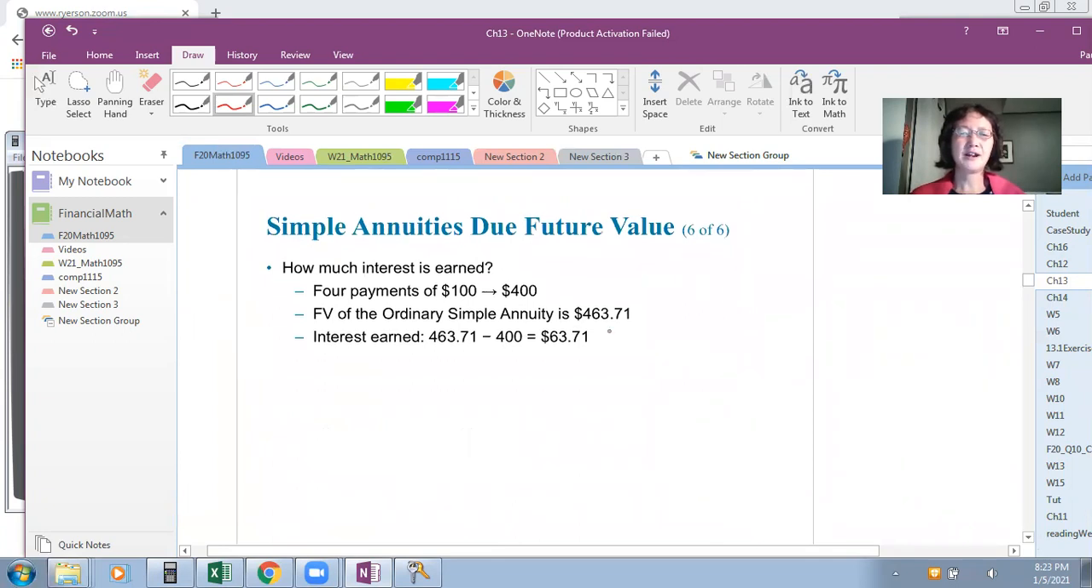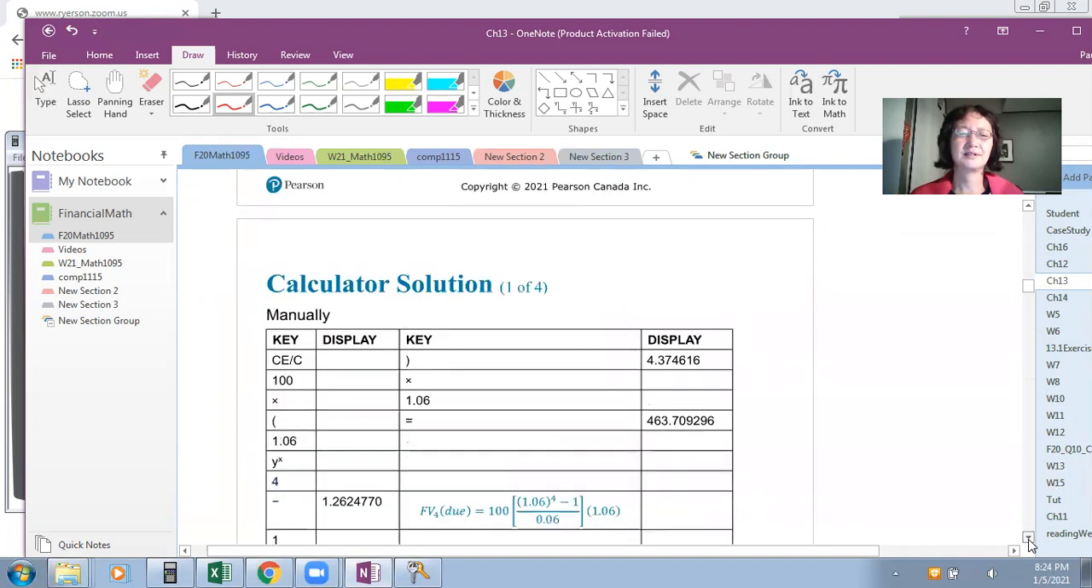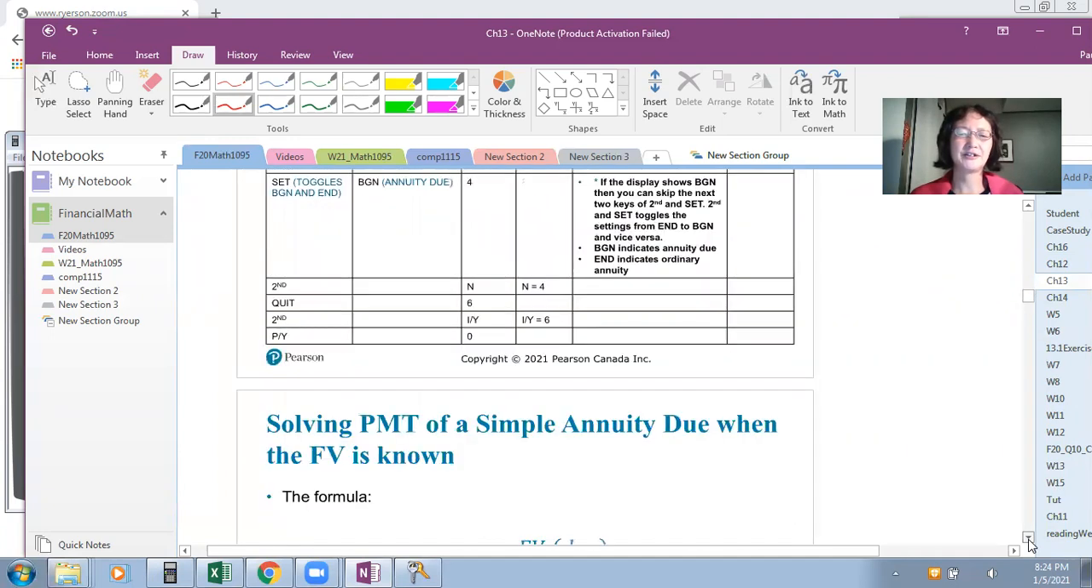If the question asks you another question, how much interest is earned? So remember, you make 4 payments. Each payment is 100. 4 payments is 400. The future value of the ordinary simple annuity we calculated is $463.71. The difference is the interest earned. And we did the calculator steps.